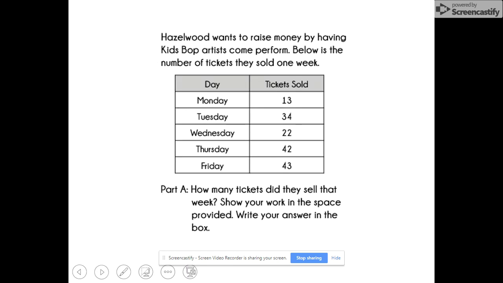And they may also see a graph where they have to draw information from it. So on this question, they're being asked to find how many tickets were sold that week. They're going to have to be able to add several numbers on their test. So just be on the lookout for that. Be practicing this at home.